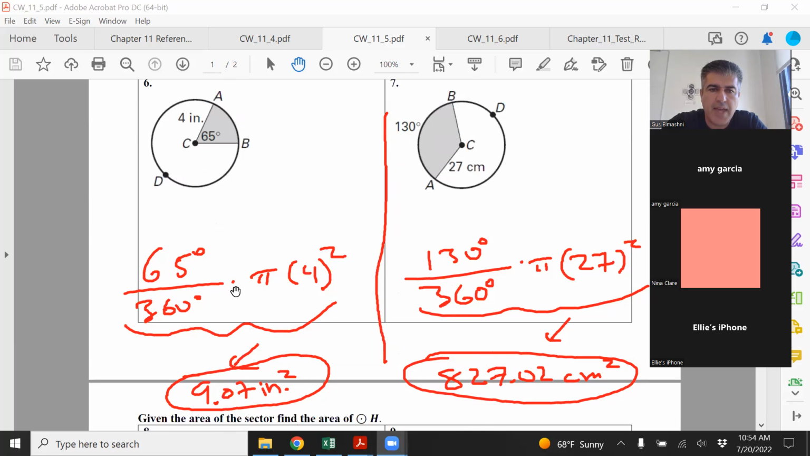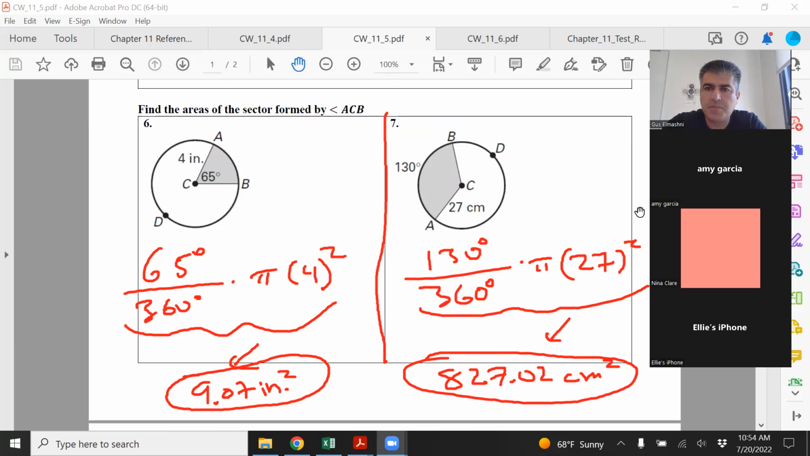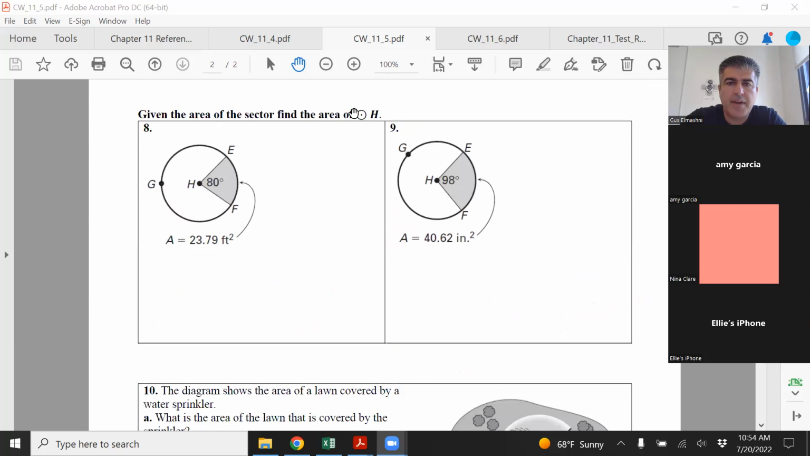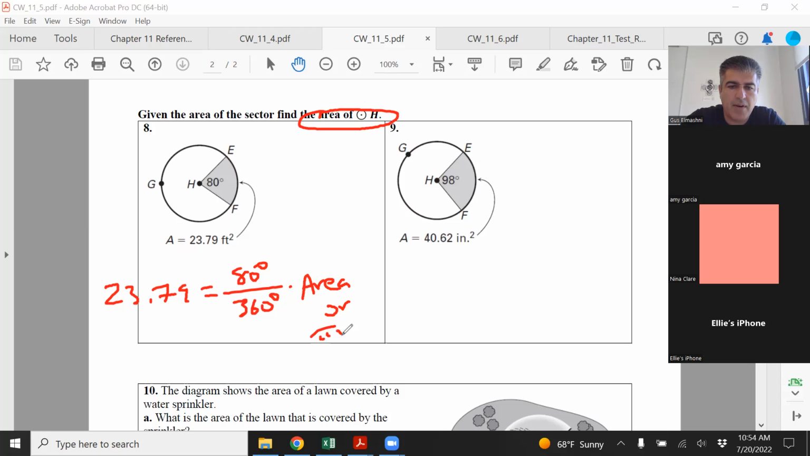We'll work backwards for 8 and 9. Okay, we'll go and clear. For 8 and 9, so now you're given the area of the sector, and you're given the angle that's in the center. And you gotta solve for the area of the whole circle. Well, this is the area of the whole circle. I mean, you could put pi r squared if you wanted to and solve for r, but we're solving for the area anyway, so you might as well just combine and call it the whole area.